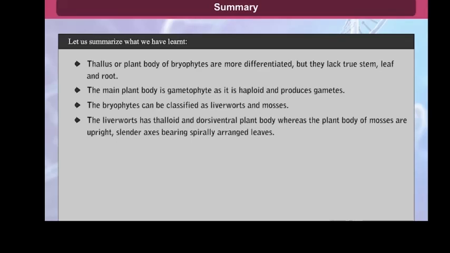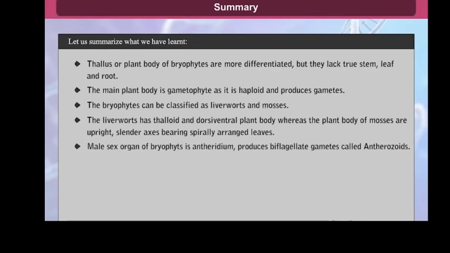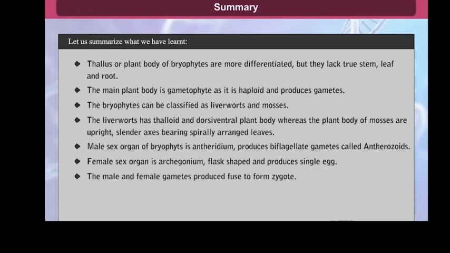The liverworts have thalloid and dorsiventral plant body, whereas the plant body of mosses is an upright, slender axis, bearing spirally arranged leaves. Male sex organ of bryophytes is antheridium, which produces biflagellate gametes called antherozoids. Female sex organ is archegonium, flask-shaped, and produces single egg. The male and female gametes produced fuse to form zygote.